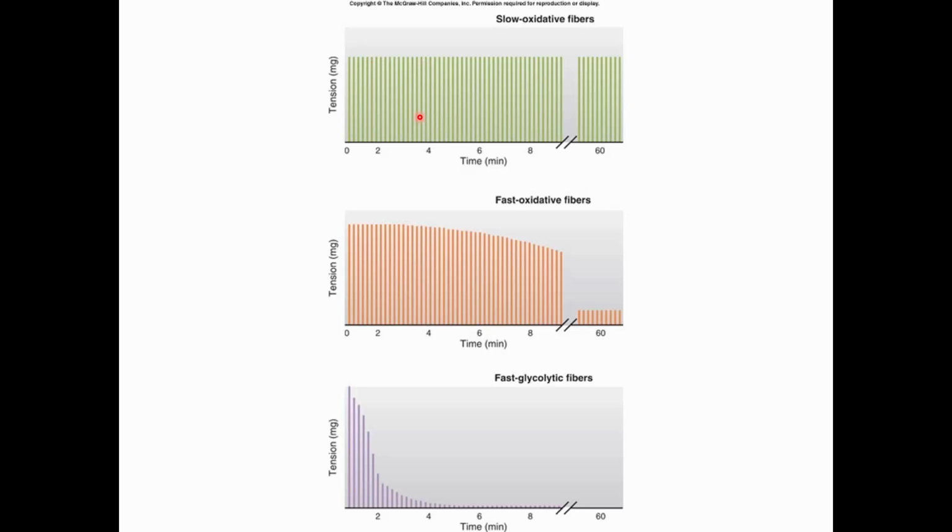So here's our slow oxidative fibers. They produce a small amount of tension, but they can just go on forever. Those are your postural muscles. They just can contract all day long. Now we have some intermediate fibers, fast oxidative. They produce a little more tension, but eventually they do fatigue. Then we have our fast glycolytic fibers. They produce the most tension. They're very fast, but they fatigue very quickly.